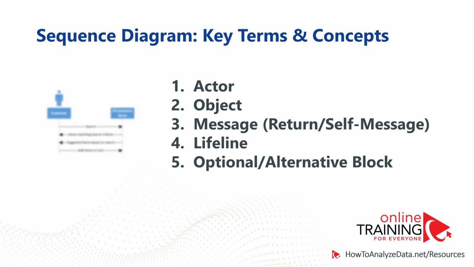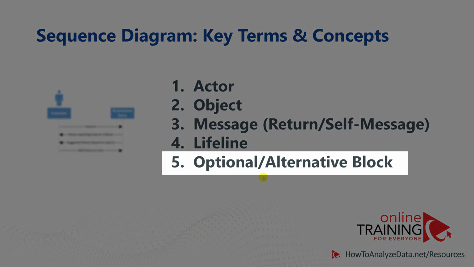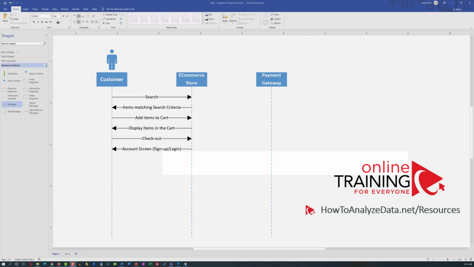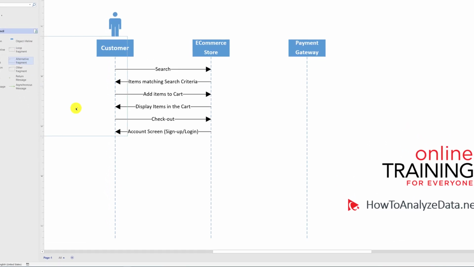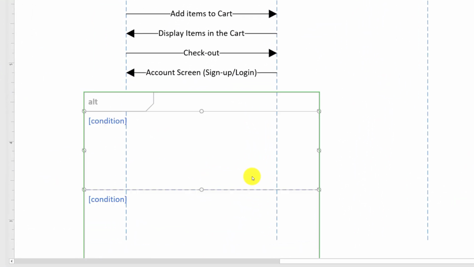Because creation of a new account versus logging in with an existing account is a condition, we would need an alternative block to represent this condition on the sequence diagram. To represent this condition on the diagram, we bring an alternative fragment right into the diagram. It shows alt for the alternative condition, and it shows condition 1 and condition 2.